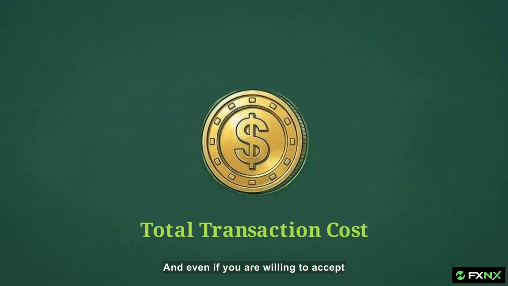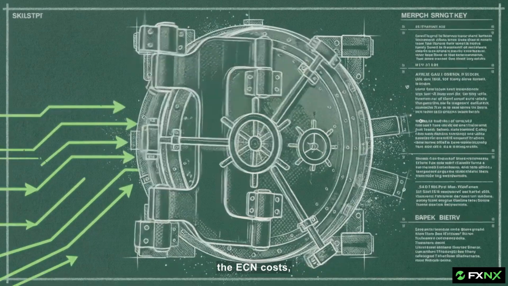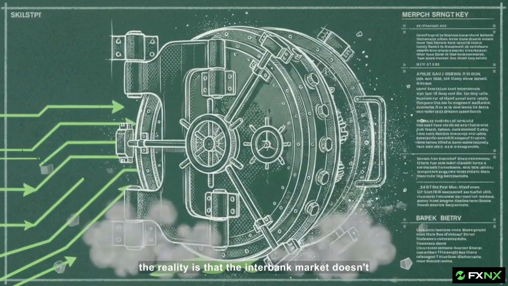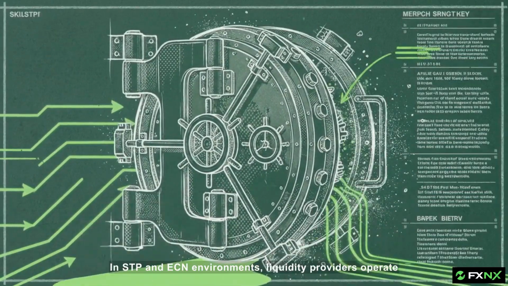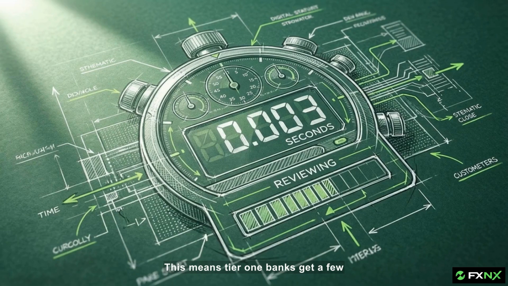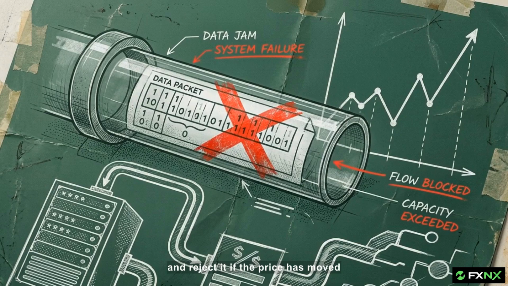typically trade. And even if you are willing to accept the ECN costs, the reality is that the interbank market doesn't have to accept your trade. In STP and ECN environments, liquidity providers operate with last-look rights. This means Tier 1 banks get a few milliseconds to review your incoming order and reject it if the price has moved against them while the data was in transit.